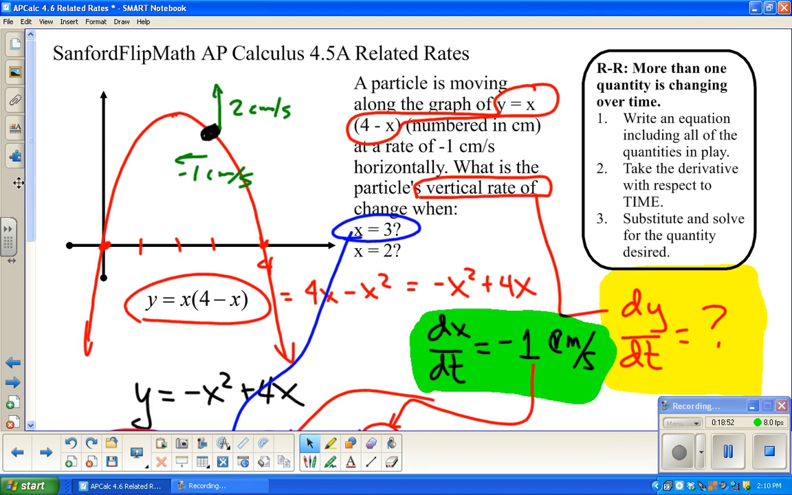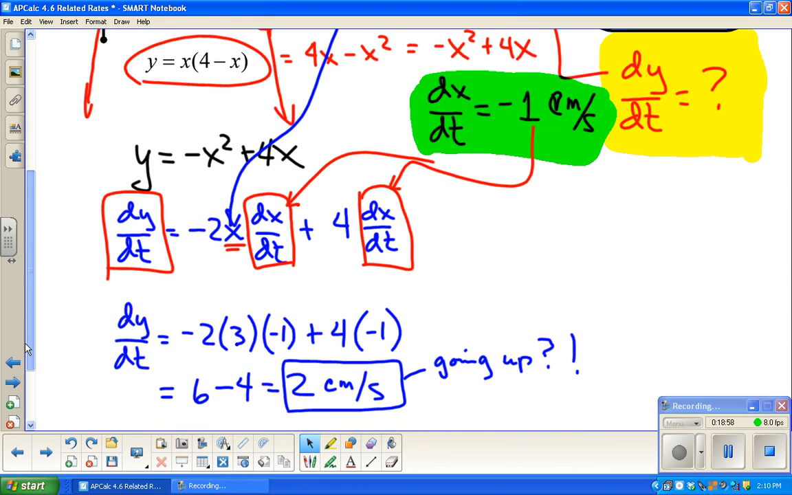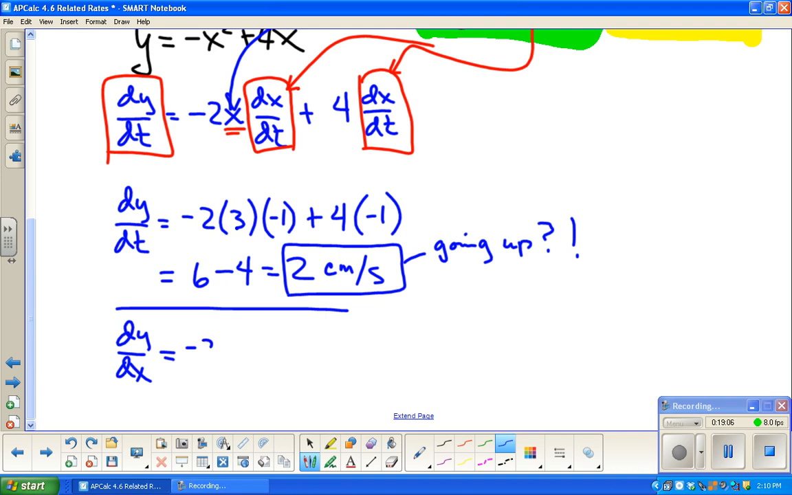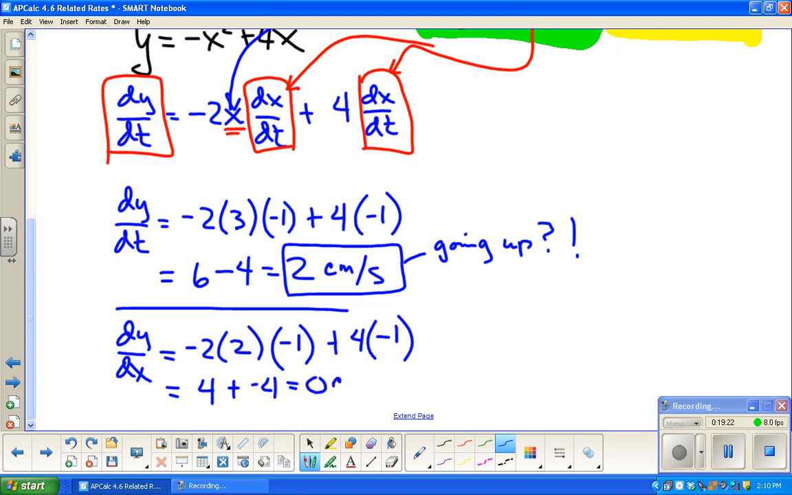All right, one more little chunk here. It also asks us to find out when x is 2. So when x is 2, I'm going to do the same thing I just did. dy/dt equals -2 times x times dx/dt plus 4 times dx/dt. So this becomes -2 times 2 times -1 is 4, plus -4, or 4 minus 4, so 0. So what's that mean? That means it's not going up, and it's not going down.